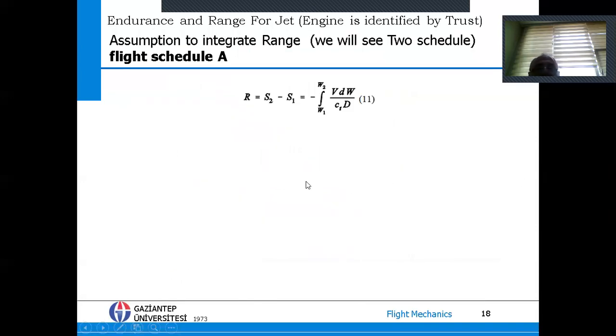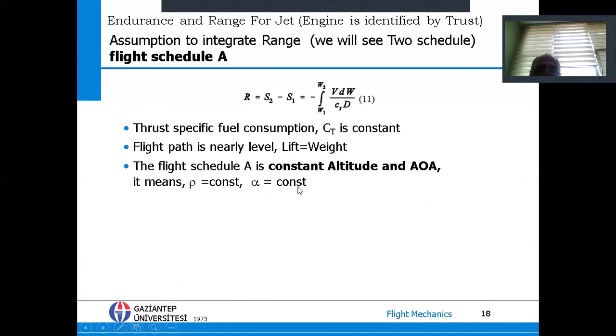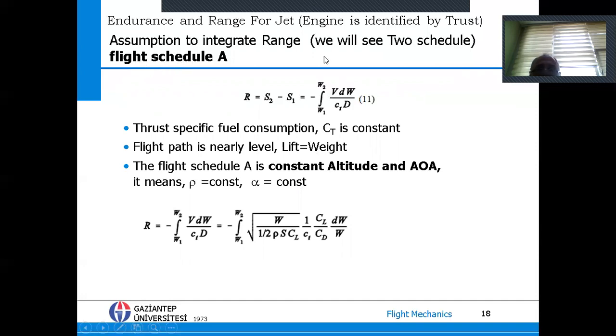Now we need to also calculate the range. We have 5 minutes left. I think it's enough to finish the range. The range equation, we have seen the range like this. The only difference between range and endurance is that here we have velocity. So we also need to use roughly the same assumptions, and we need to select a flight schedule. By the way, we will see two schedules.